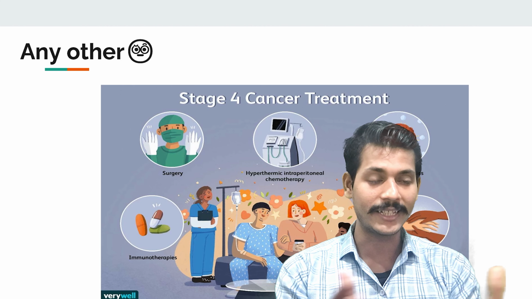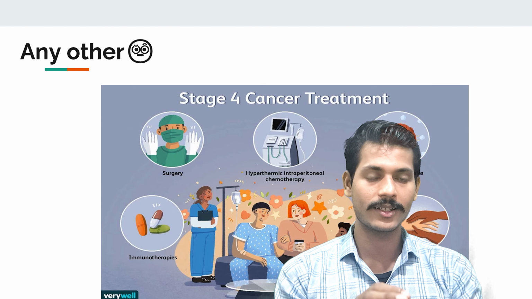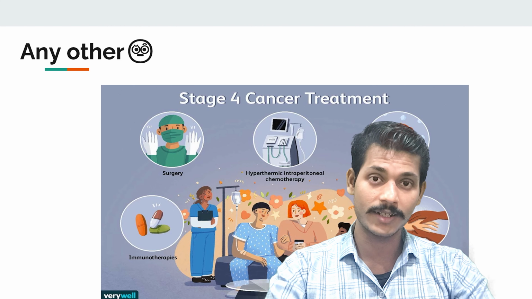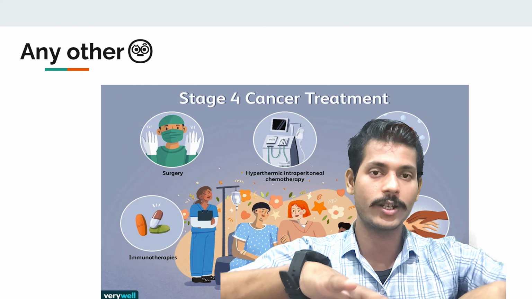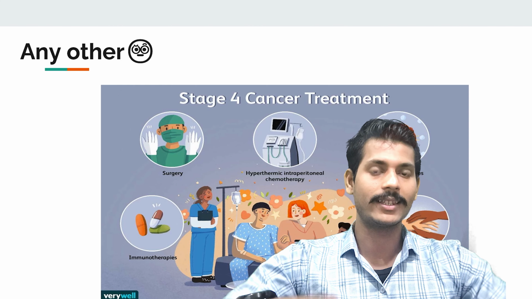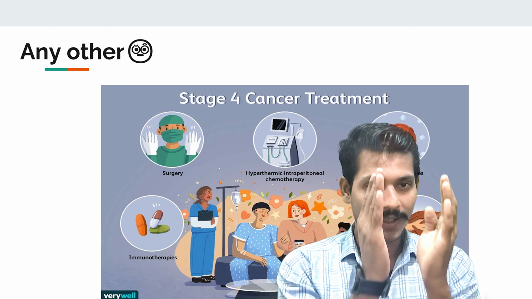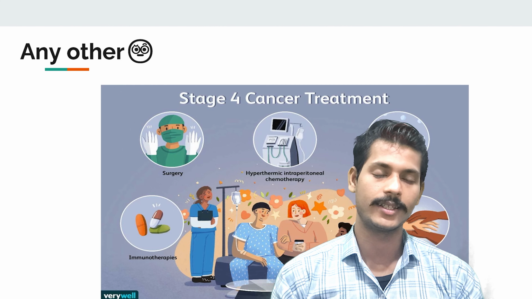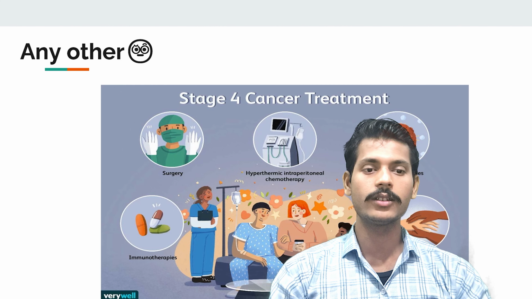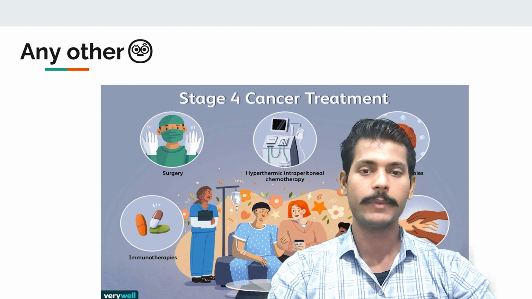You protect the nearby cells which are present at the periphery of a cancer cell. You can protect those cells, and thereby you can destroy the cancer cell in a targeted way. So these are the ways of treatment.